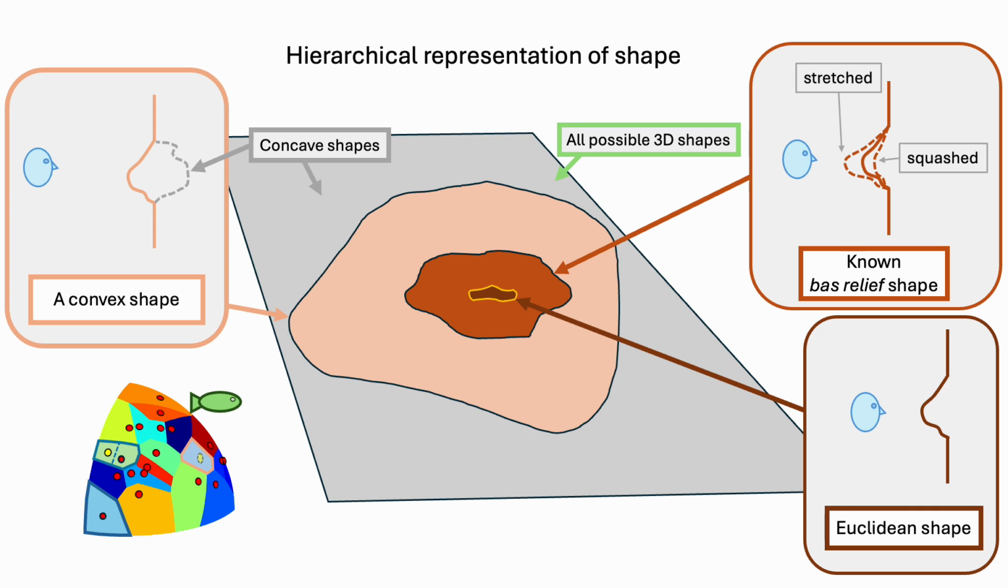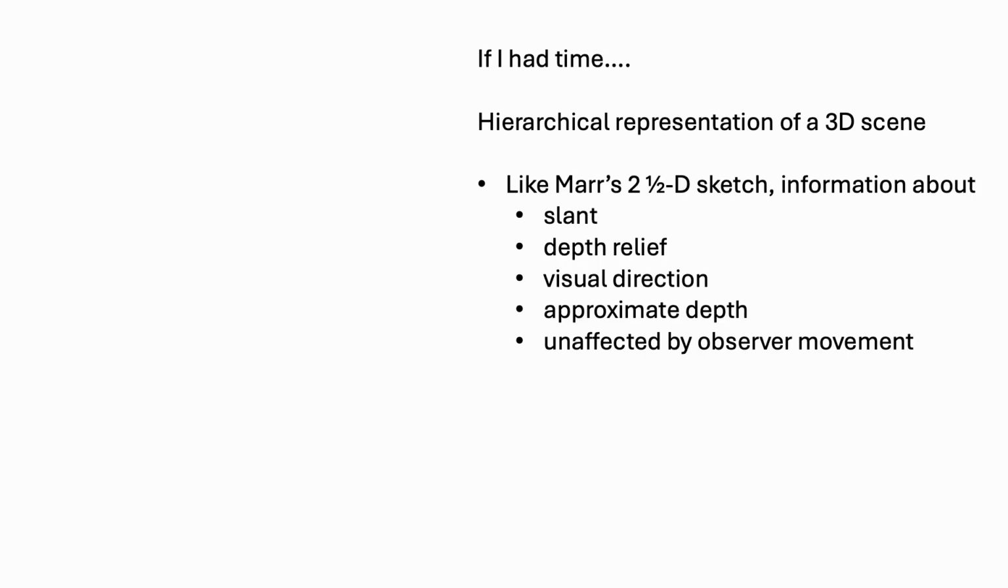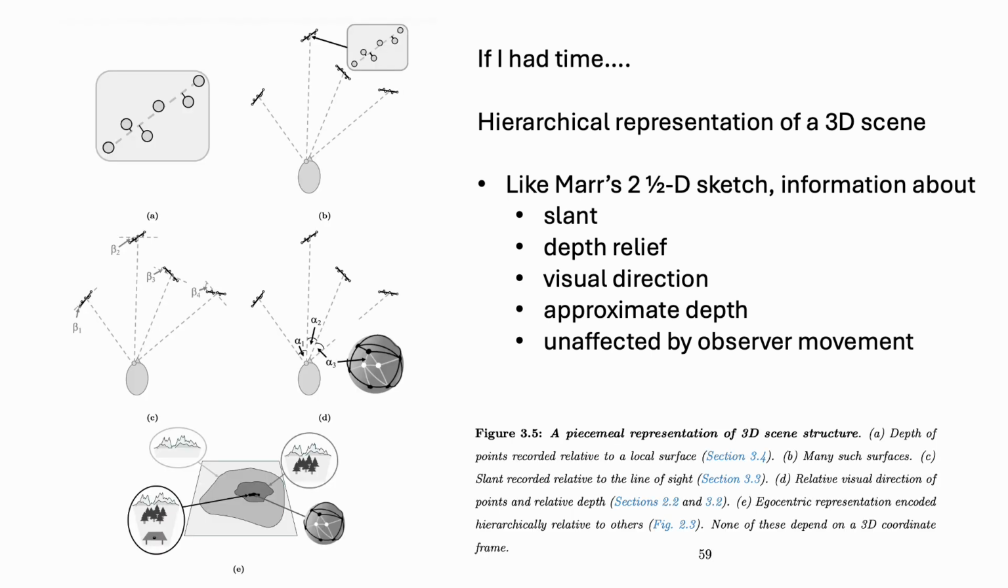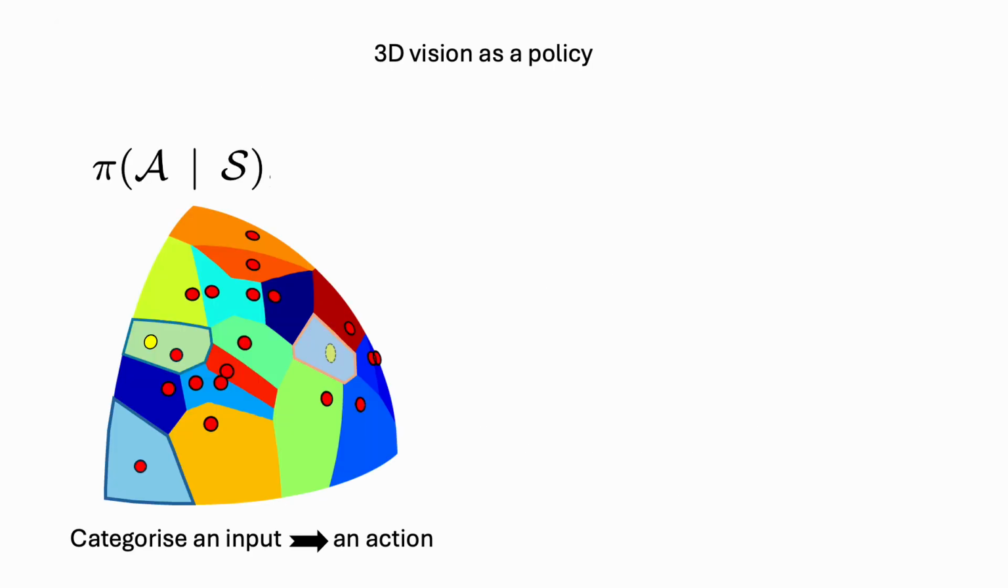So we're still in the green fish example. If I had time, I'd talk about a hierarchical representation of a whole 3D scene, a bit like Marr's 2.5D sketch, but I don't. So you have to ask me about it or read the papers.